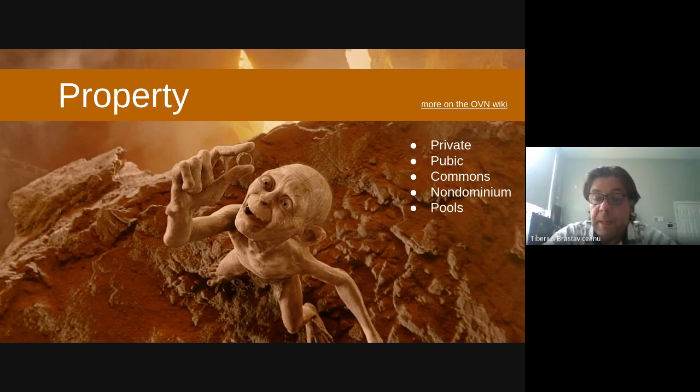Another form of property that we use, we call it pools, or pools of shareable resources. That's sort of an aggregate of resources that are under different types of property regimes. It could be private property, could be commons, could be shared property like a condominium, or it could be a non-dominium form of property. And we see how this concept is applied in the context of Fab Labs and makerspaces.